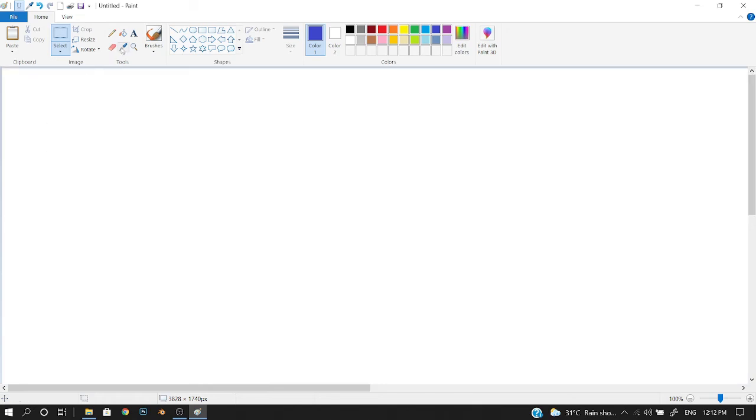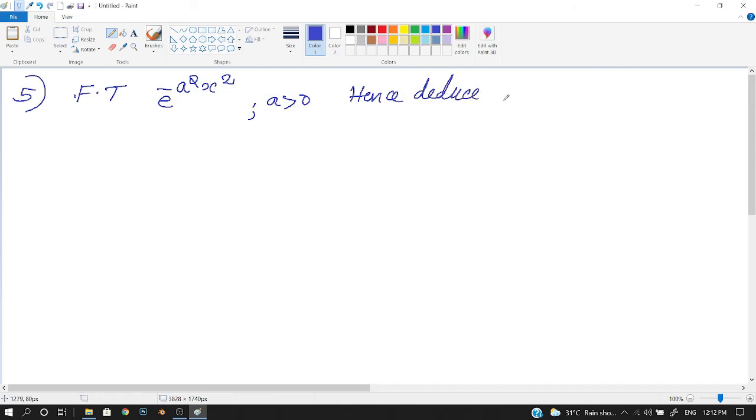Okay, now the next question, that's an important question for you. Find the Fourier transform of e raised to minus a square x square for a greater than 0, and hence deduce the Fourier transform of e raised to minus x square divided by 2. So let us use the definition of F of s here.